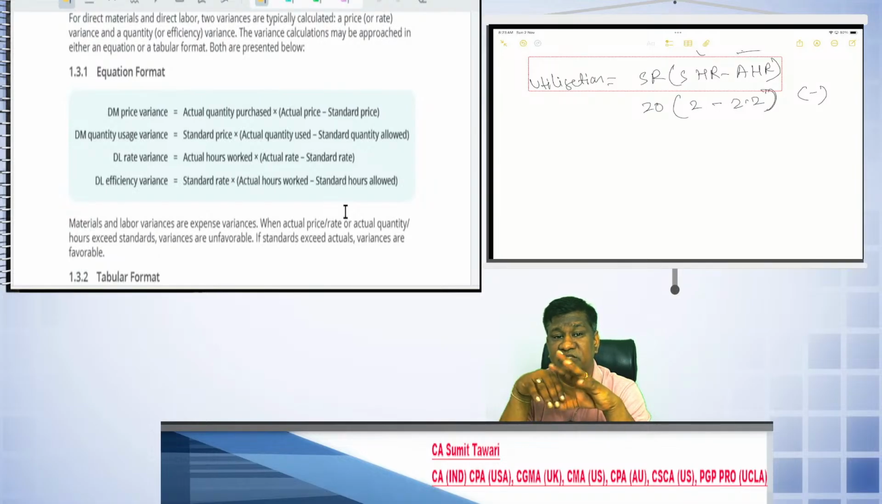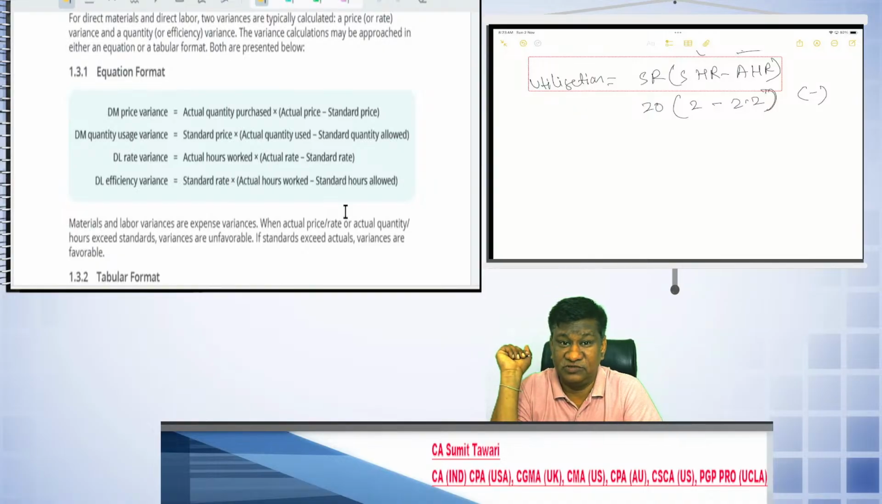Again, I'll just revise. If you calculate the price variance, then you need to use the common factor as the actual quantity, and the difference you need to calculate is in price. And if you're calculating the quantity or efficiency variance, then you need to consider the standard price, and calculate the difference in actual and standard quantity or hours used.